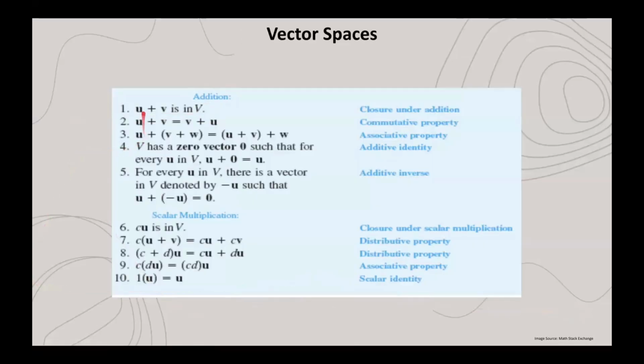Let's look at one, for example. If you have vector u and vector v, which are part of vector space capital V, then it says that the addition of vector u and v should also be in the vector space capital V. And similarly, you can take a look at other properties as well.